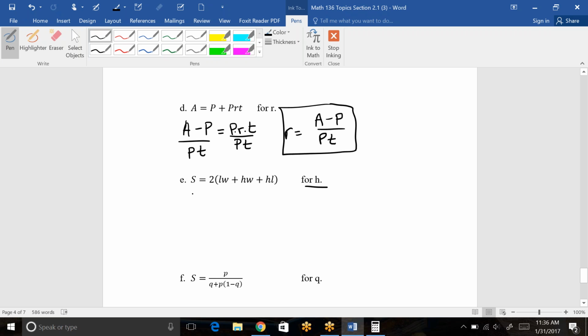So I'm going to distribute that 2 first. So 2LW plus 2HW plus 2HL. Anything that does not have an H should move to the other side. So I'm going to subtract the 2LW.